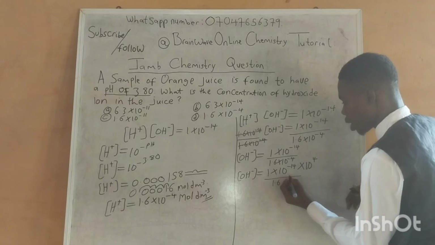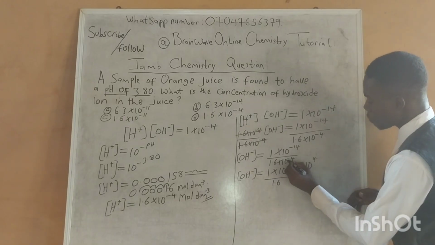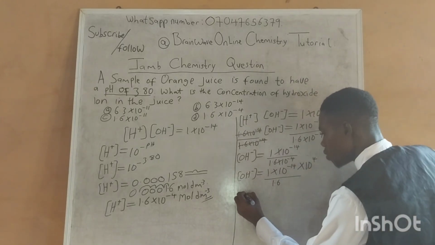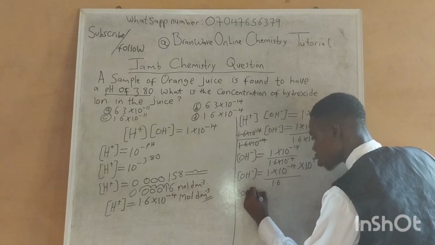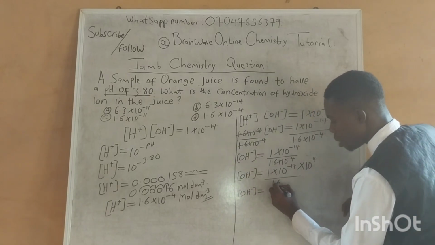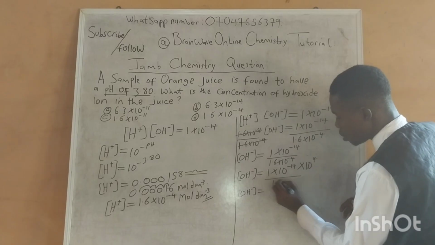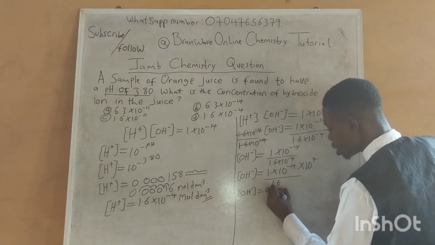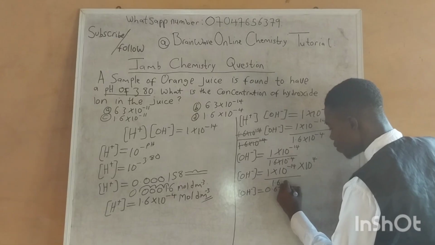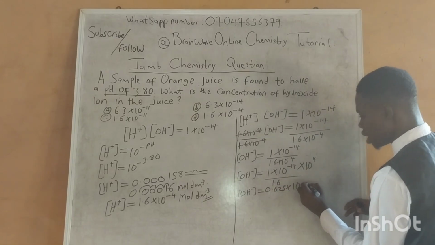1.6 is still down. Don't forget. Now this 10 raised to the power minus 4, we're not taking it up. So therefore our hydroxide ion equals, now 1 divided by 1.6. If you divide 1 by 1.6, you are going to get 0.625 times 10 times 10 raised to the power.